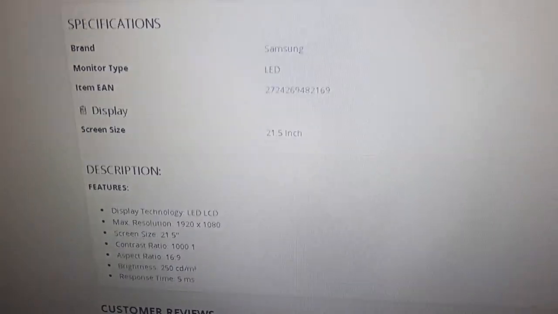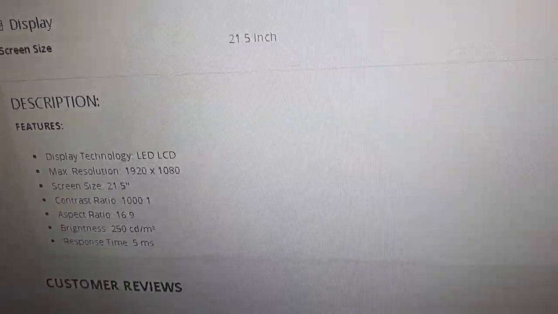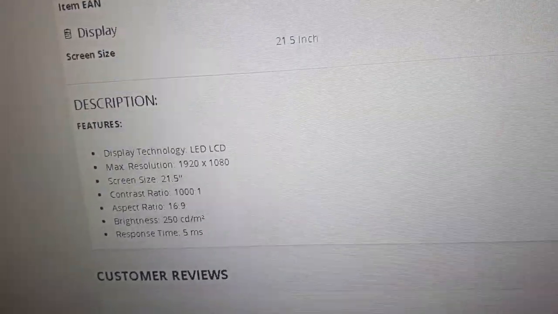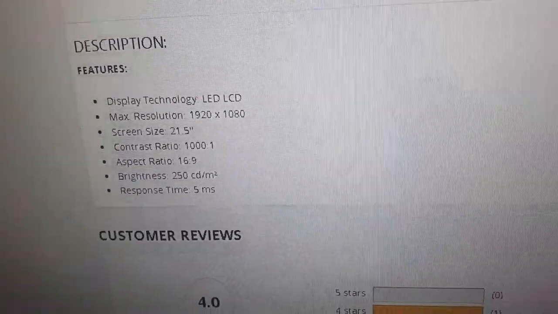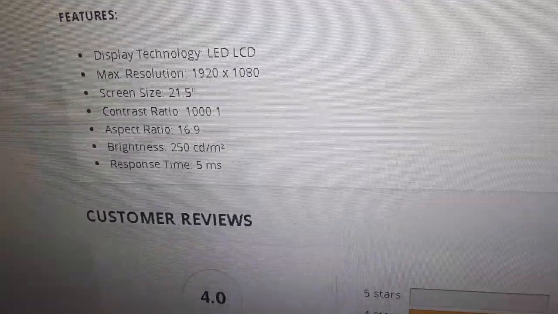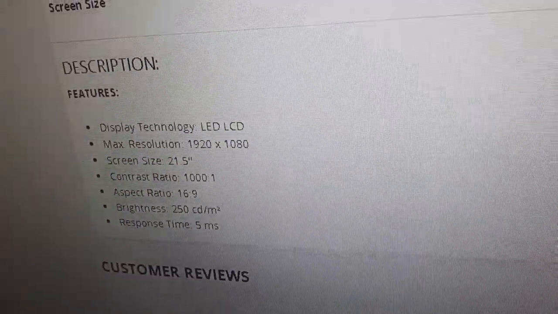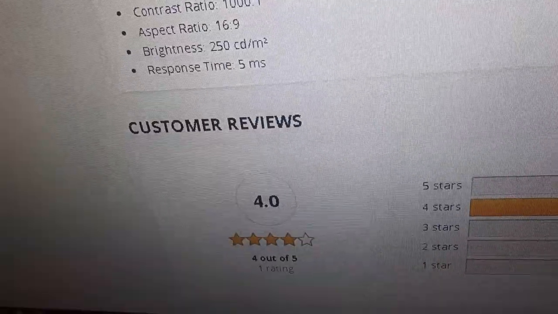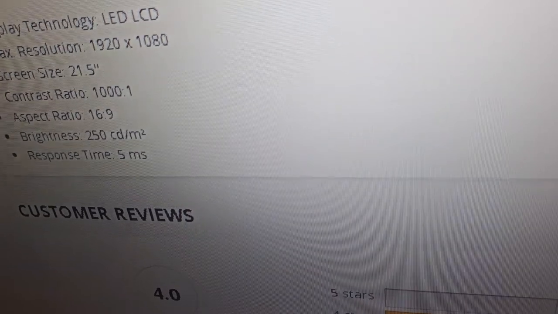So we did a quick Google search, and the specs show it's a Samsung LED and 21.5 inches. The best thing is it's showing 1920 by 1080, so it's an HD monitor, and the contrast ratio is 1000 to 1, which is pretty good. Now I need to know what the power supply is like. Actually, I should show you also, it has a 4-star rating. So the monitor going bad is less likely, although it can. Let's see.